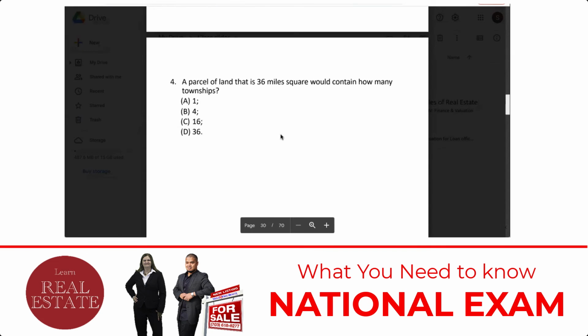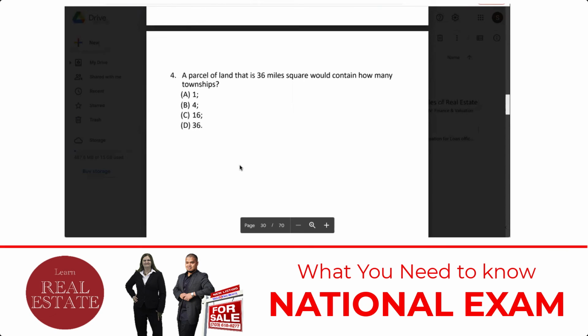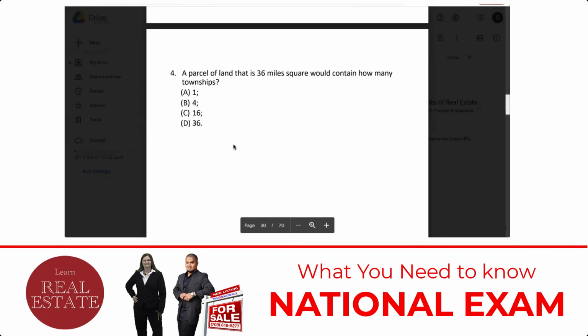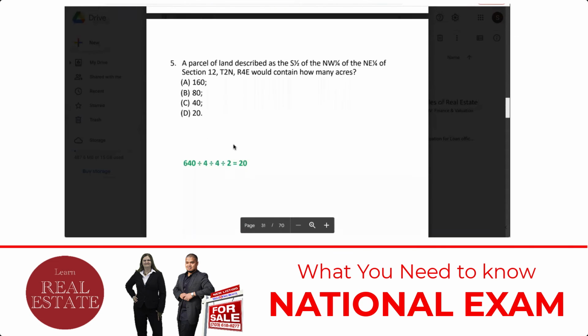All right, a parcel of land that is 36 miles square would contain how many townships? What do you guys think? So we did this one already. What, A? B. It's going to have 36. Yeah. It's going to have 36 townships. Sections, it's going to be 36 times 36. Whatever that number is.